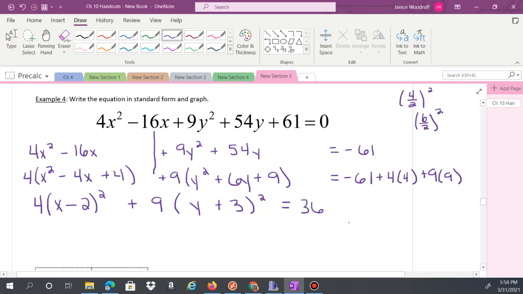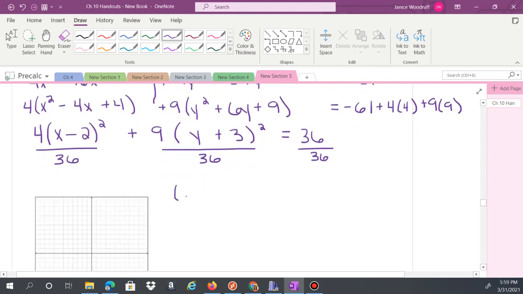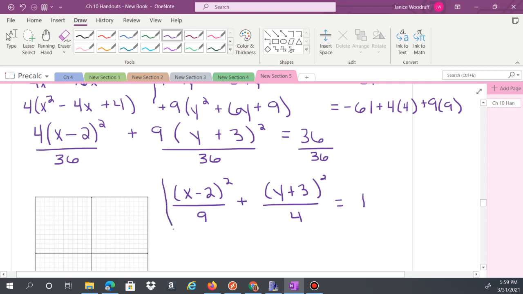Okay, then it's an ellipse, so you set it equal to 1. We're writing it in standard form, so it's got to be set equal to 1 by dividing by 36. 4 over 36 gives you 1/9, so that would be x minus 2 over 9. Then 9 over 36 gives you 1/4, so y plus 3 over 4, and 36 over 36 is 1. Sorry, squared. And that is the equation of your ellipse.